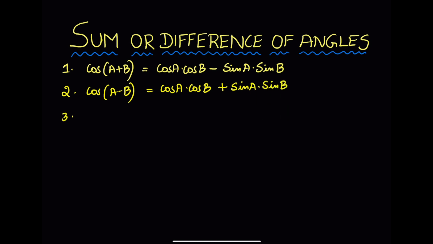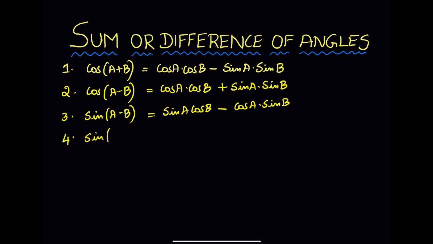Then the third one we learnt is sine of A minus B is equal to sin A cos B minus cos A sin B. The fourth one we learnt is sine of A plus B, which is sin A cos B plus cos A sin B. So please memorize these formulas. It will be useful for you to solve the problems in the next video.